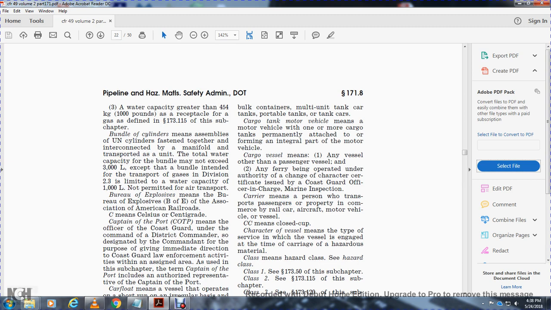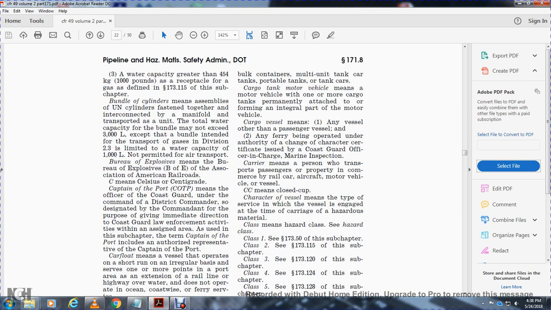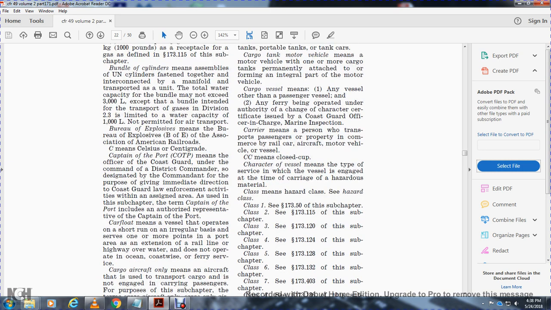The term Captain of the Port includes the authorized representative of the Captain of the Port. Car float means a vessel operated on a short run on a regular basis, which serves one or more points within the port area as an extension of the rail line or highway over water, but which does not operate in the ocean or coastwise.